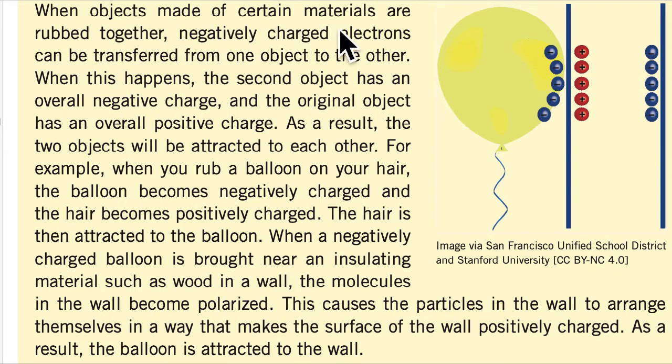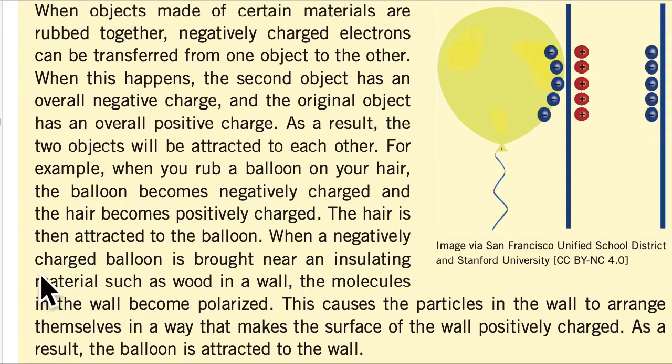When objects made of certain materials are rubbed together, negatively charged electrons can be transferred from one object to the other. When this happens, the second object has an overall negative charge, and the original object has an overall positive charge. As a result, the two objects will be attracted to each other. For example, when you rub a balloon on your hair, the balloon becomes negatively charged, and the hair becomes positively charged. The hair is then attracted to the balloon.